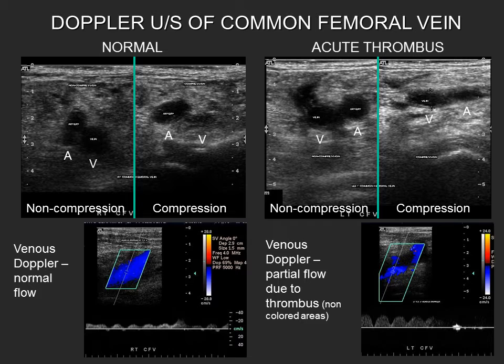Although not evident on this slide, ultrasound may also show echogenic material within the venous lumen rather than anechoic fluid, which would represent a thrombosed clot. The venous Doppler image on the right illustrates a partial absence of Doppler signals, which also points to thrombus formation.